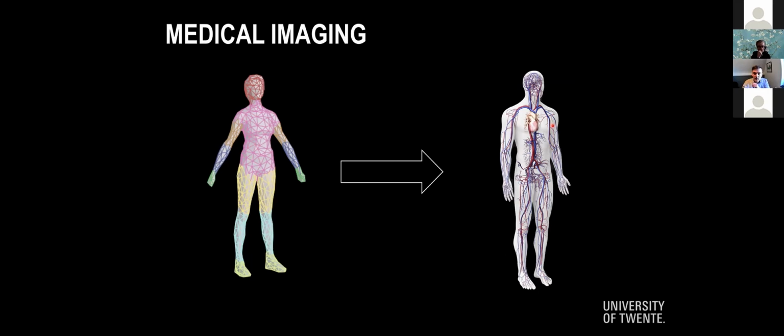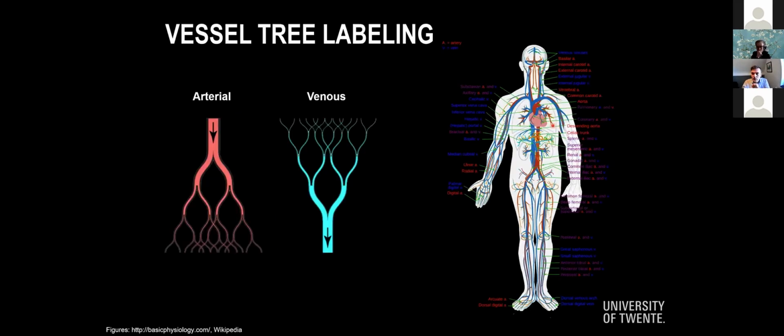And one particular example where graph neural networks are a natural choice is vessel tree labeling. So on the left here you see a very abstract image of how arteries and veins are organized in the body. And with some exceptions, arteries always start from a larger artery, which is the aorta, and then branch off in many different directions. And there's a very complex branching pattern.